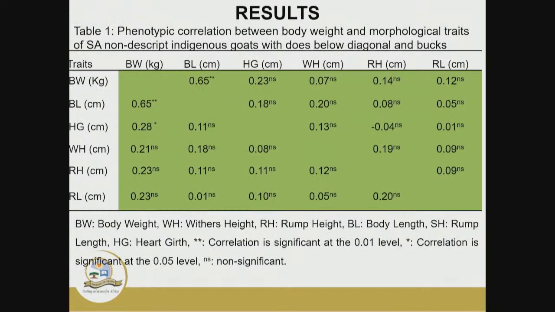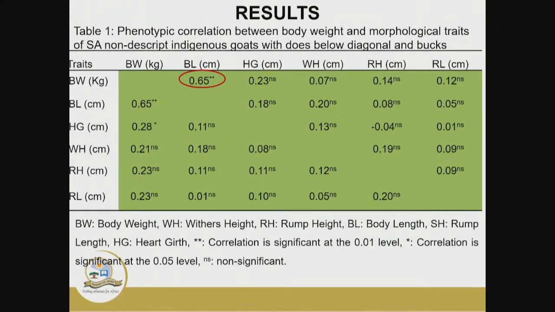This is a phenotypic correlation table showing the correlation between the body weight and the morphological traits of the animals. Below the diagonal, we find the correlation coefficients of the does. Then above the diagonal are the correlation coefficients of the bucks. The double star that we found here means that there is a highly statistically significant correlation coefficient. Then the single star shows just a statistically significant correlation.